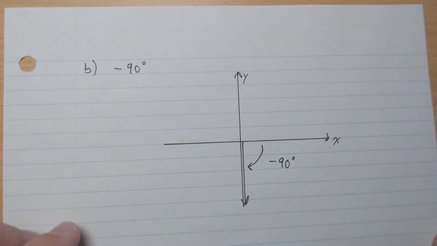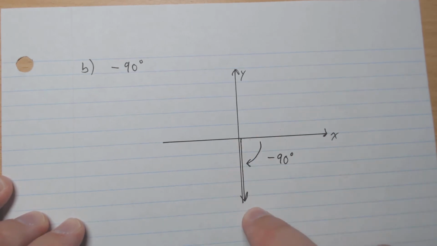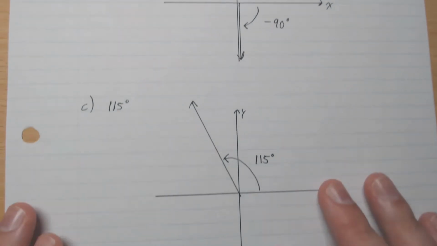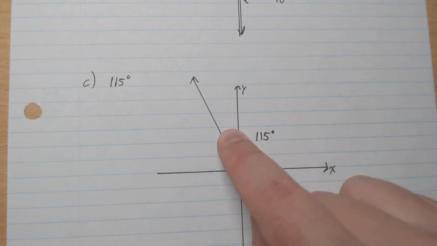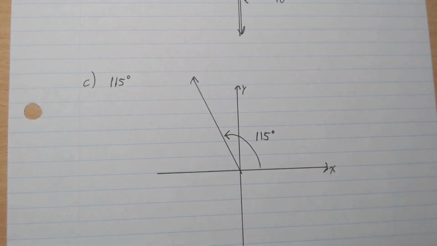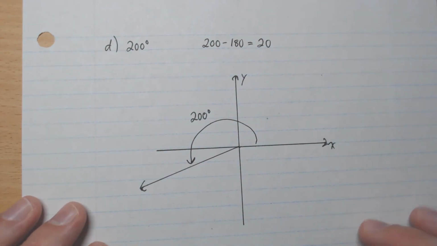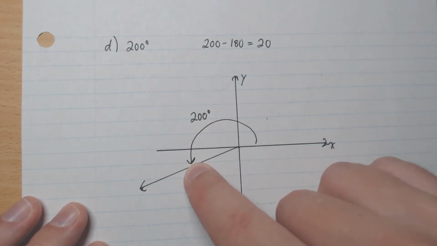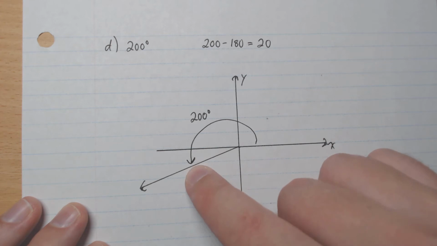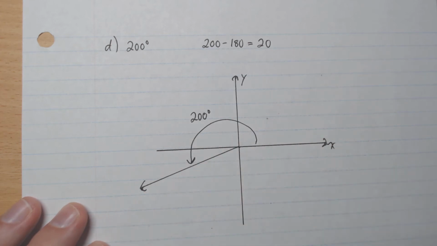Okay, negative 90. So that's right here, negative 90, like that. 115, like that. 200, so here we have to go 180 plus 20, and so this angle here is 20 degrees, and so there is our 200, like that.